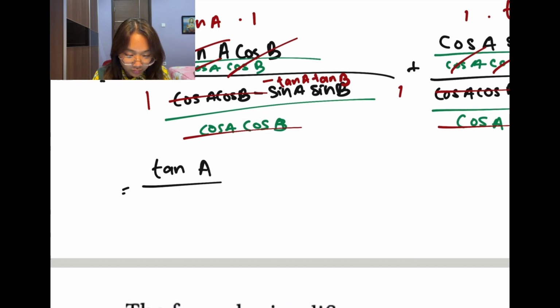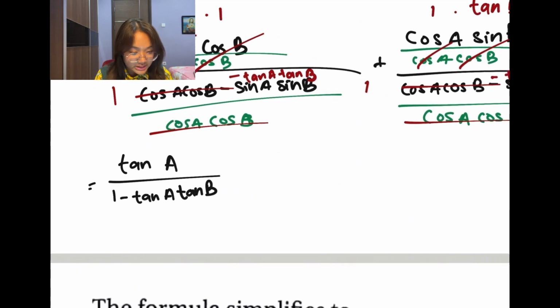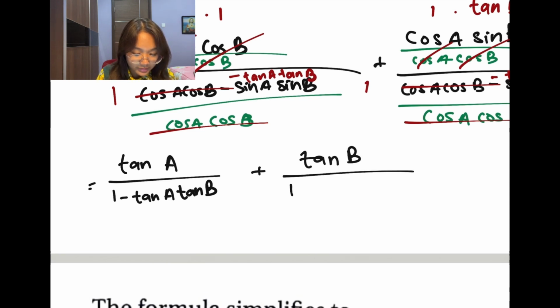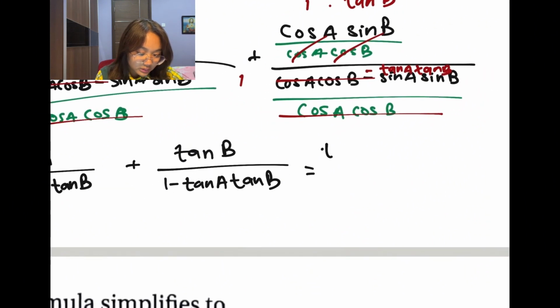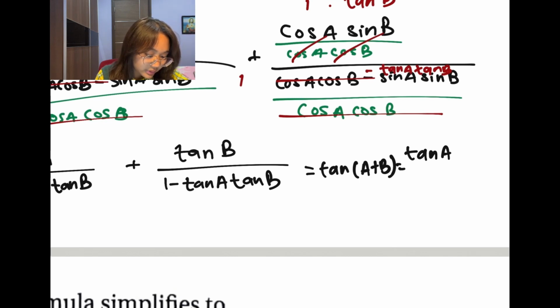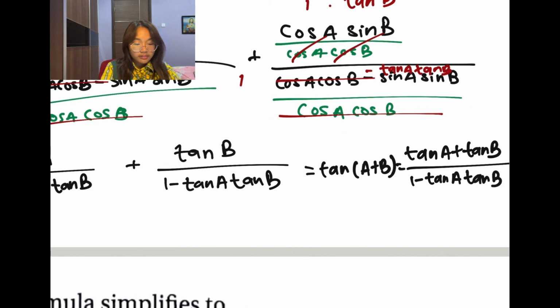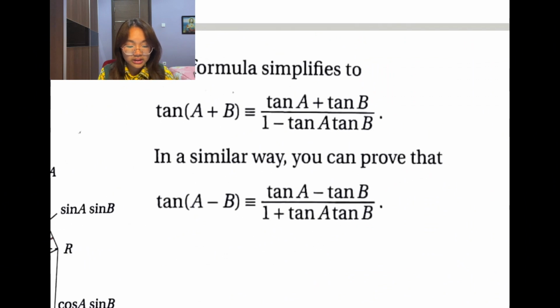By knowing this, we can say that our formula becomes tan A over 1 minus tan A tan B, and on the right side we have plus tan B over 1 minus tan A tan B. Because the denominator is the same, all we need to do is add them and turn them into tan(A+B) equals tan A plus tan B, all over 1 minus tan A times tan B. Okay, so the formula simplifies to this.